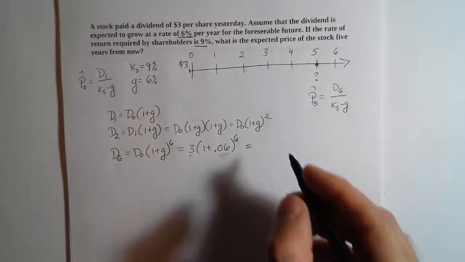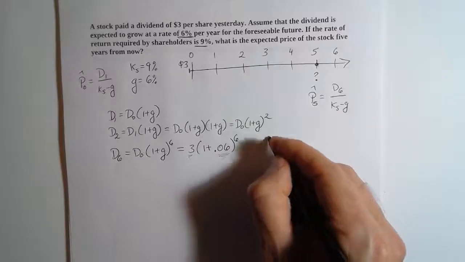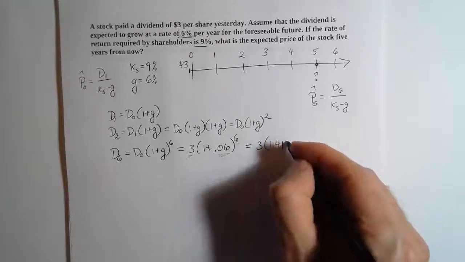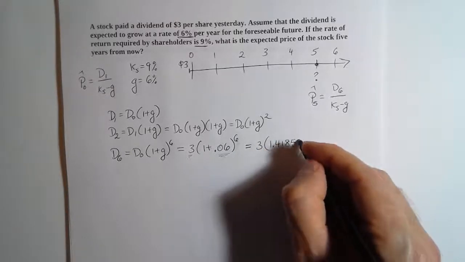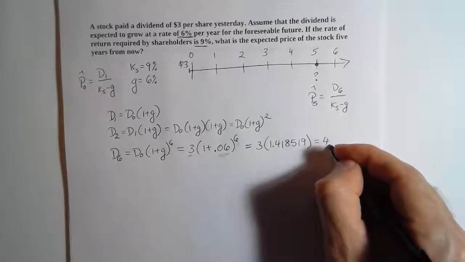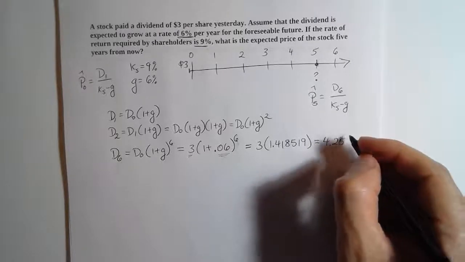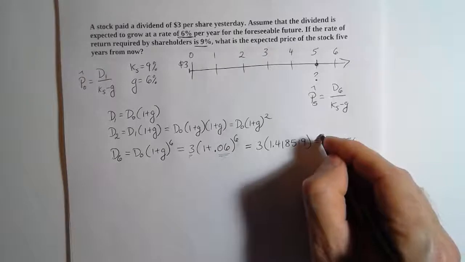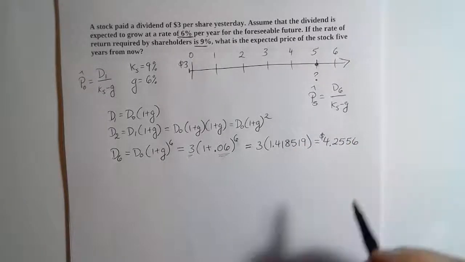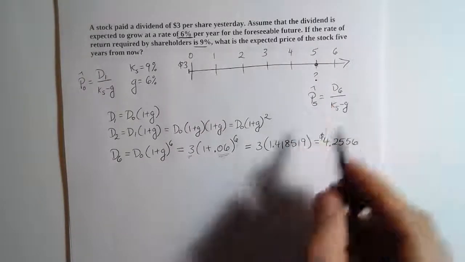Okay, so if you work that out, what you should have gotten was the value of $3 times 1.418519, which then works out to 4.2556. So that would be the value of our dividend at the end of year 6, and I'm hanging on to a couple extra decimal places just so I'll round off at the end. So now I'll substitute that into this formula here.